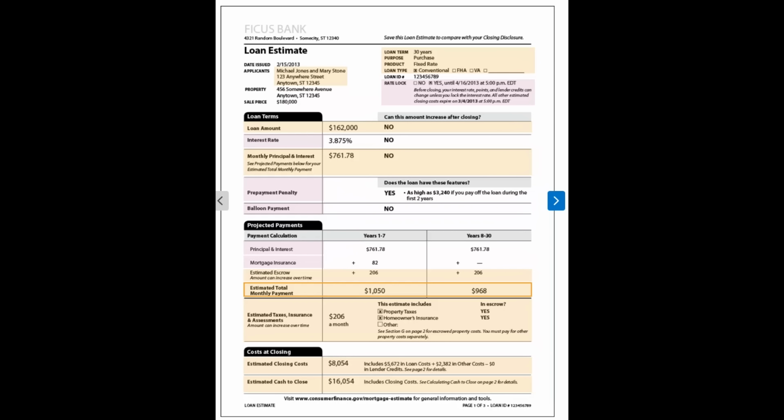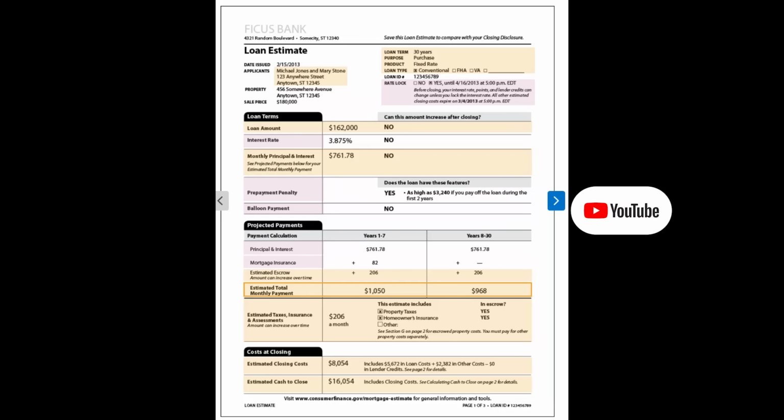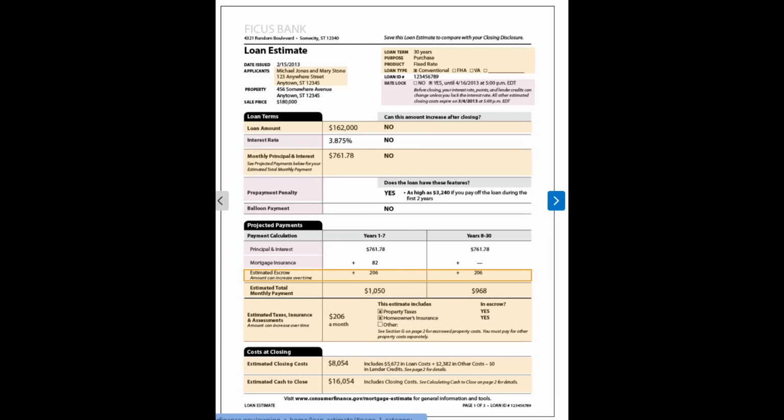Welcome to this tutorial about reading a loan estimate, which is a very important document because it's going to explain what the terms are that the lender is offering. On the first page, it's a little bit confusing because it's really just a summary. So you see some large numbers on here, but on the second page, it's going to detail everything line by line. With that, let's get started.